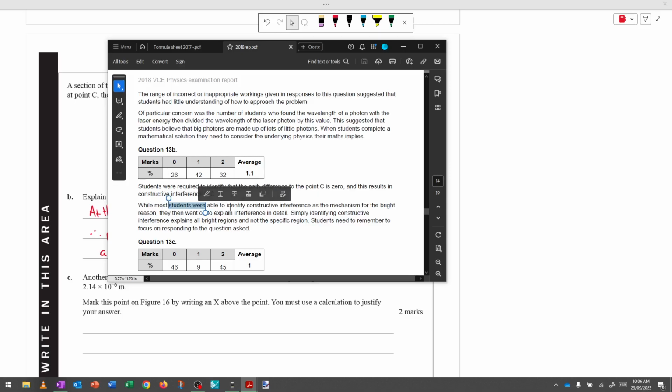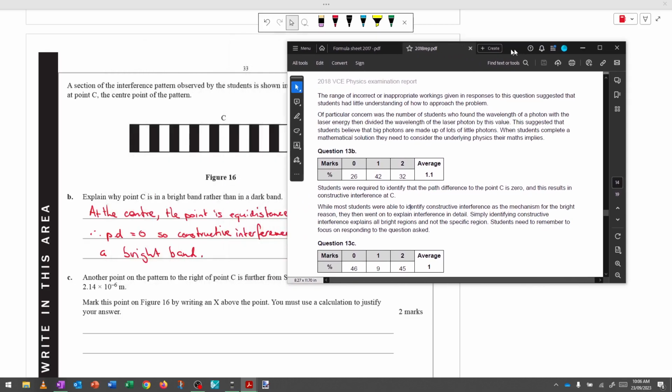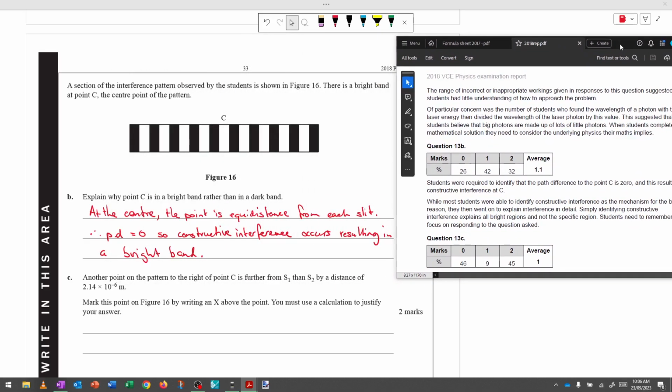While most students were able to identify constructive interference as the mechanism for the bright region, they went on to explain interference in detail. Simply identifying constructive interference explains all bright regions and not the specific region. Students need to remember to focus on responding to the question asked. So yeah, don't waffle on. Get the point across as quick as you can.